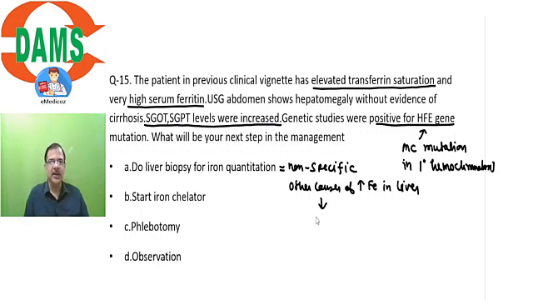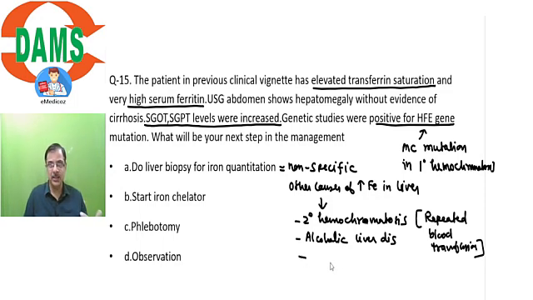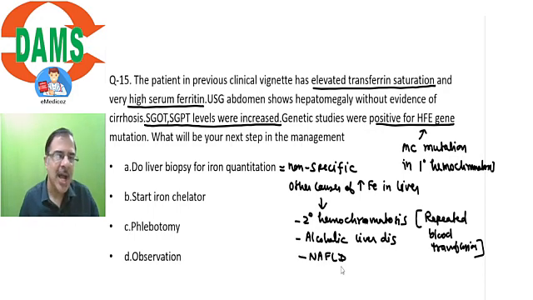There can be other causes like secondary hemochromatosis, like iron overload by repeated blood transfusions, or it can be alcoholic liver disease. Yes, alcohol effect is iron deposit in the liver. Same with NAFLD, non-alcoholic fatty liver disease, which can have high iron in the liver. So they are non-specific.